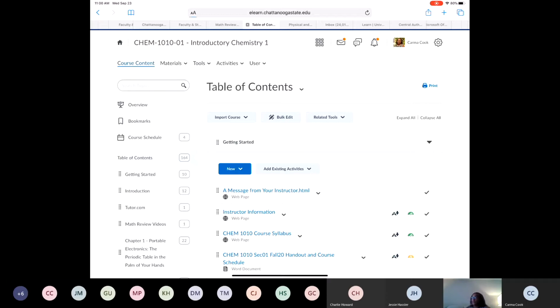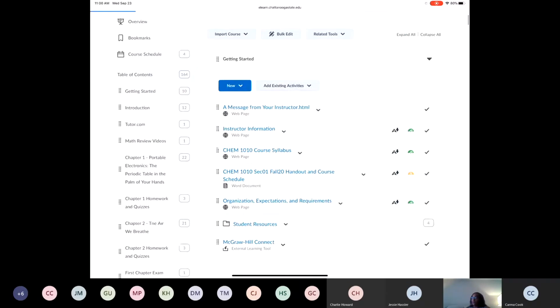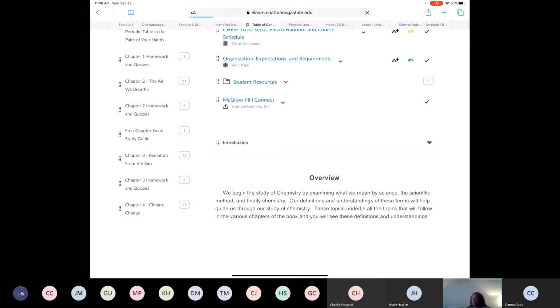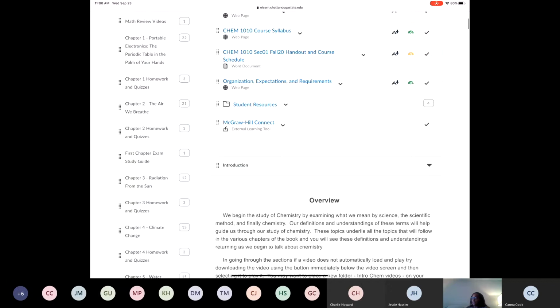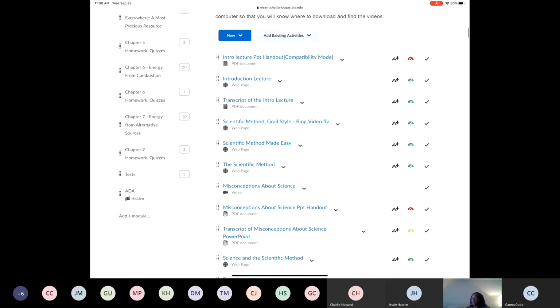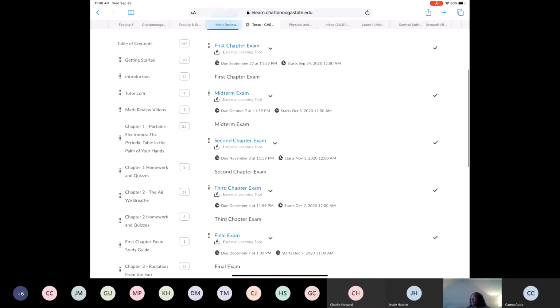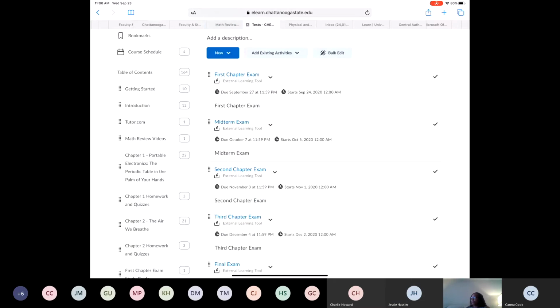So if you go to the course content tab at eLearn, you'll find the link to the exam. Go through your table of contents and just scroll all the way down to tests. And just click on tests and you'll see your first chapter exam. Click on it and it'll take you to Connect.